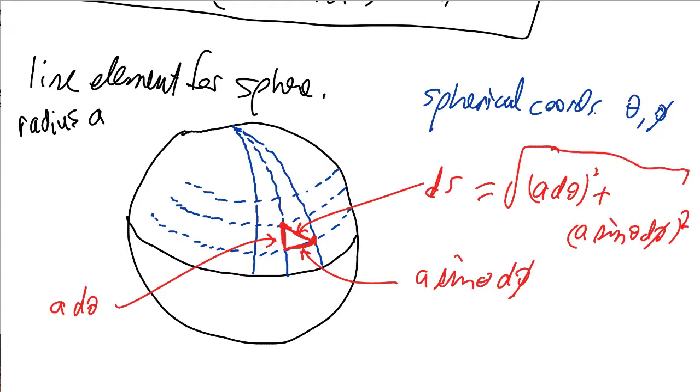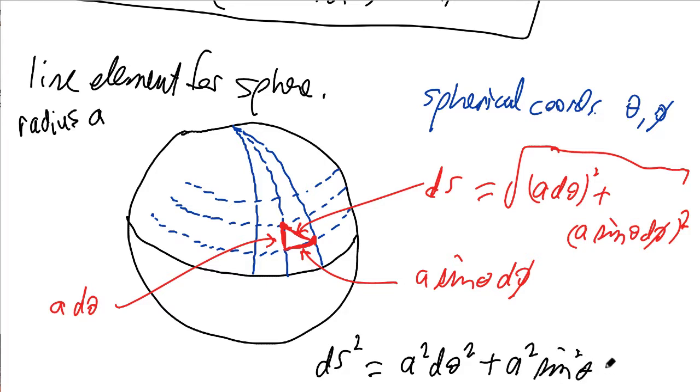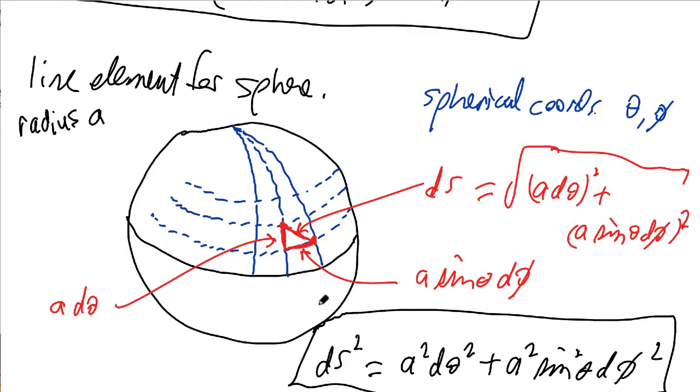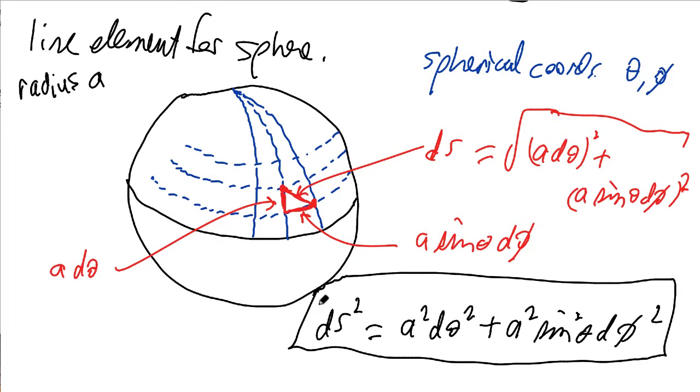Okay, so squaring both sides, we have the line element a squared d theta squared plus a squared sine squared theta d phi squared. So this is the line element for the two-dimensional sphere in spherical coordinates. And we could, of course, pick another set of coordinates if we like and express the line element in those coordinates. It would still describe the same two-dimensional geometry.